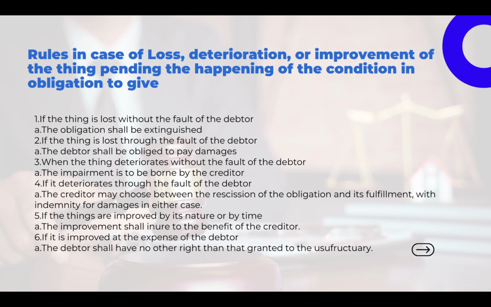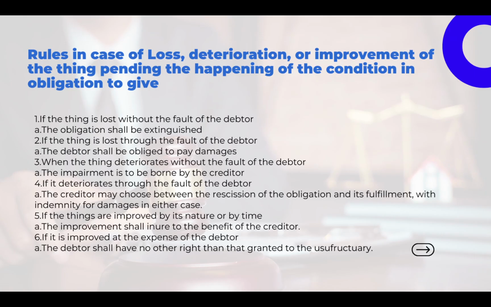When the thing deteriorates without the fault of the debtor, the impairment is to be borne by the creditor. Ganun lang din yung class. Kung naluma, bumagsak ang quality, wala ang kasalanan ng debtor, then si creditor ang magsha-shoulder nun. Okay? Number 4, if it deteriorates through the fault of the debtor, halimbawa may kasalanan si debtor sa pag-deteriorate nun, then the creditor may choose, pwede niyang sabihin na ayaw niya na ng obligation at saka yung fulfillment, kailangan lang magbayad si debtor. Okay? May damages. Yun tatandaan nyo. Pwedeng i-rescind, itigil na yung kontrata class.